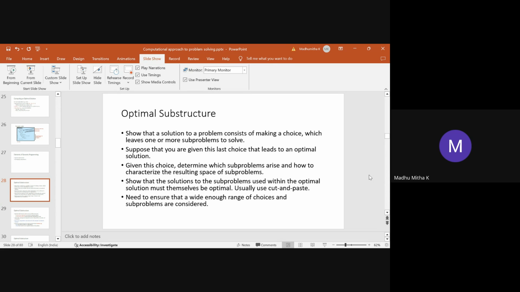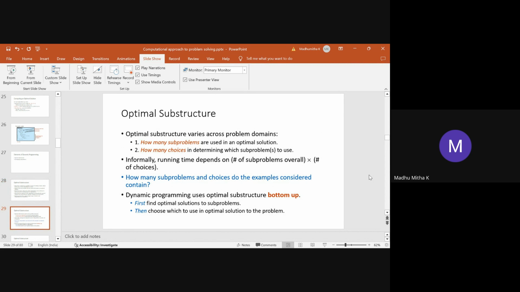Each solution you find, you will cut and paste in the table after calculating every solution. So you need to ensure that a wide range of choices is present among the subproblems, and you have to overlap them. This optimal substructure usually varies across different domains. So either you have to make some problem choices, but you have to keep on running with time dependent values.